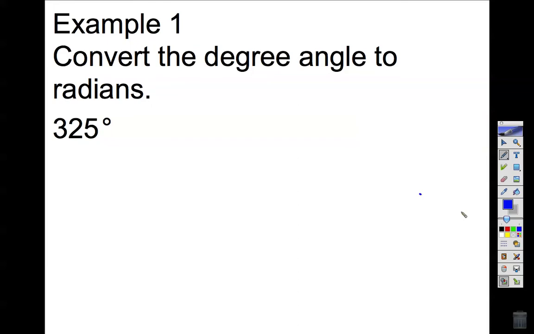In the first example, I am asked to convert the angle in degrees into radians. So I have 325 degrees. I'm going to put it over 1 to make it easier, and multiply with the fraction. I am starting off with degrees and I want to end in radians, so my numerator has to be radians and my denominator has to be degrees. How many radians are in how many degrees? There are 180 degrees in 1 pi radian.